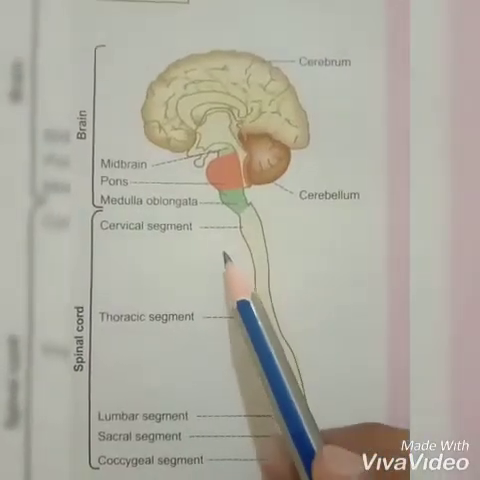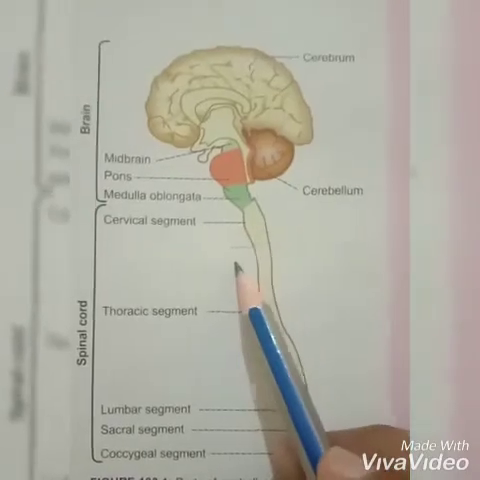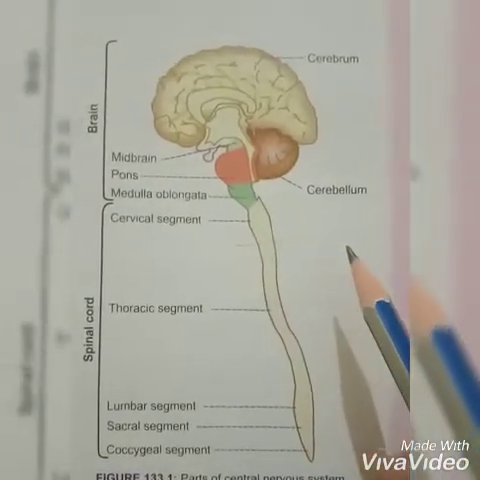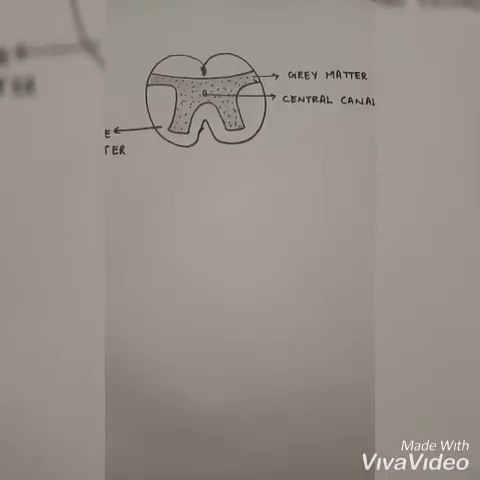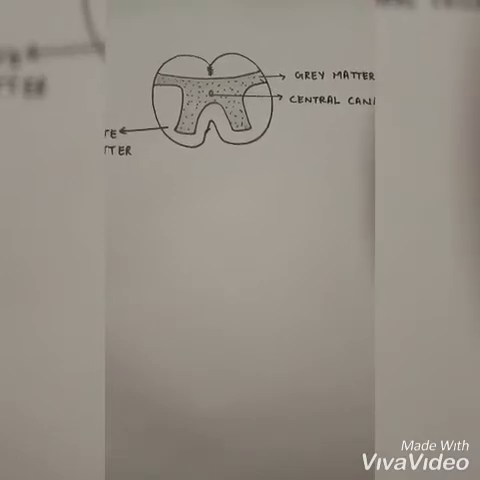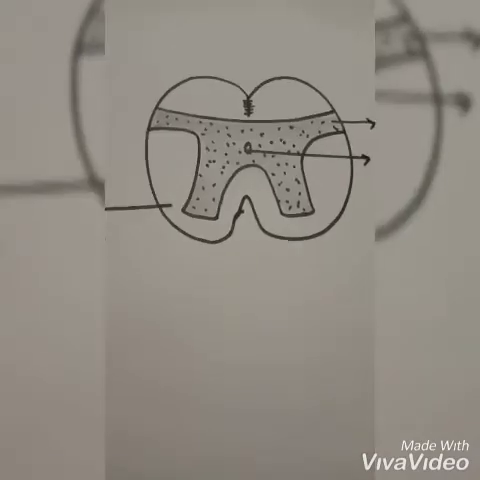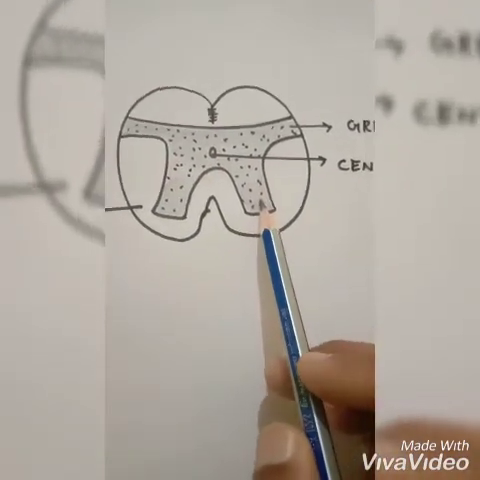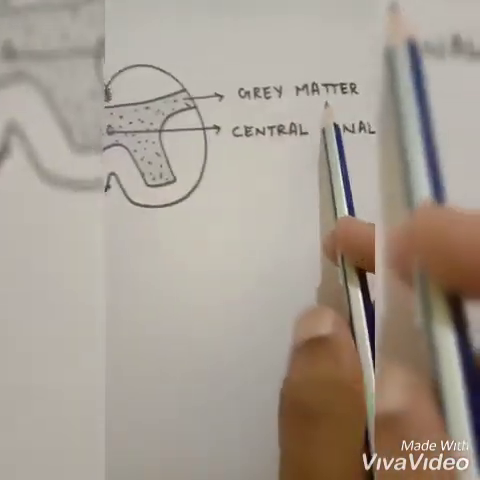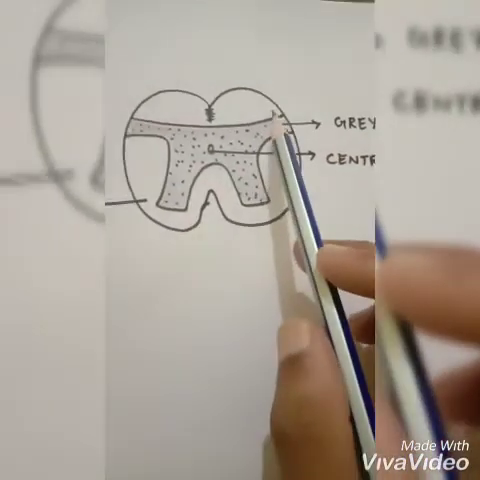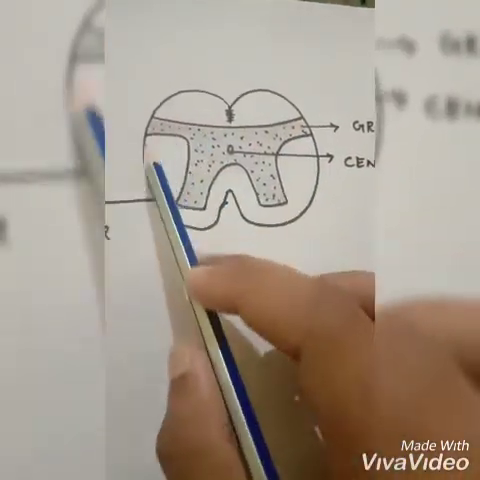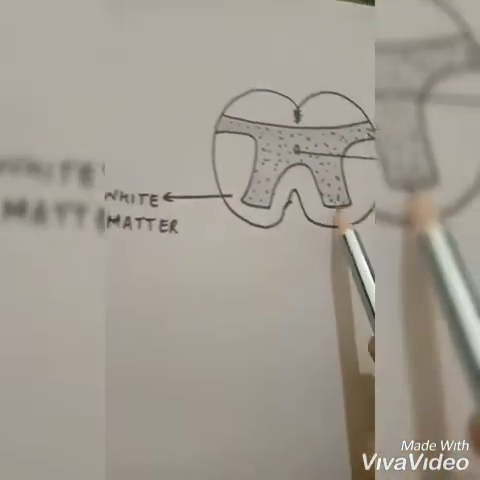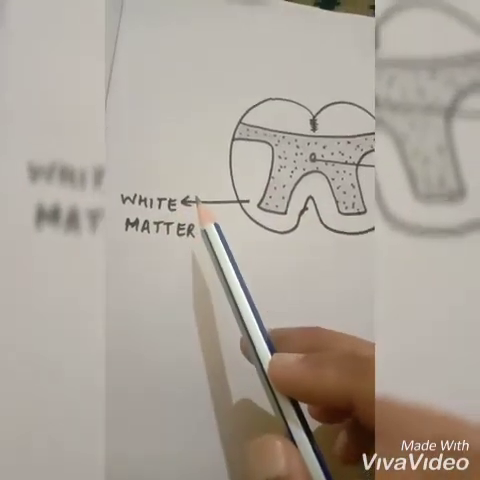Now let's take a slice of the spinal cord right here and see what it looks like. So this is what you are expecting to see. This is a cross-section of the spinal cord. This central H-shaped structure of the spinal cord is known as gray matter, and the peripheral whitish structure surrounding the cross-section of the spinal cord is known as white matter.